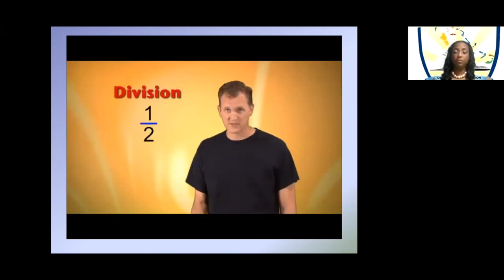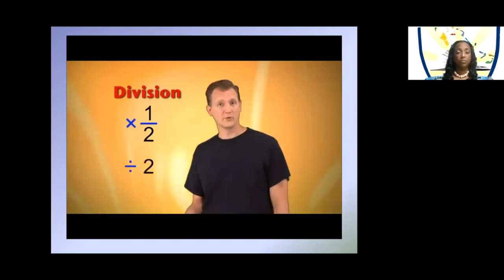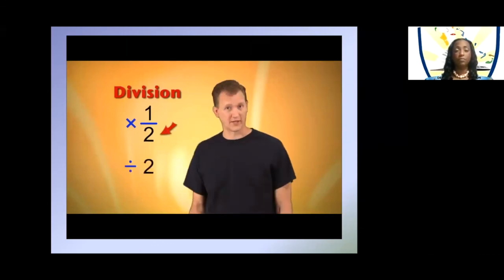This trick of multiplying by the reciprocal works because fractions are really just mini division problems. So when you multiply something by 1/2, it's the same as dividing by 2 since 2 is below the fraction's division line.